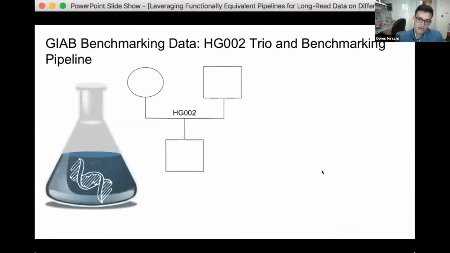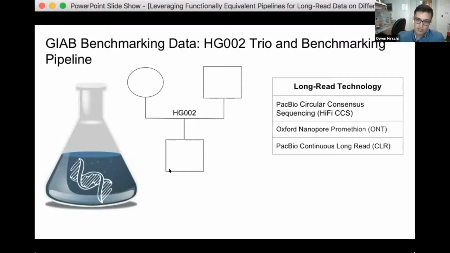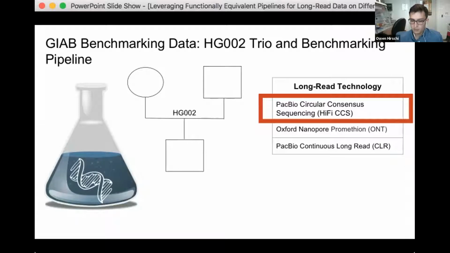For this cross-platform analysis, we wanted to use a well-established benchmark set which had long read sequencing technology performed. In this case, it was the well-documented HG002 trio from the Genome in a Bottle consortium. This trio in particular has had multiple technologies applied to it, including 3 different long read sequencing technologies from PacBio and Oxford Nanopore. And for this specific test, we prioritized the analysis of HiFi CCS data, given it's the type of data we'll be analyzing with the BASIC3 cohort.